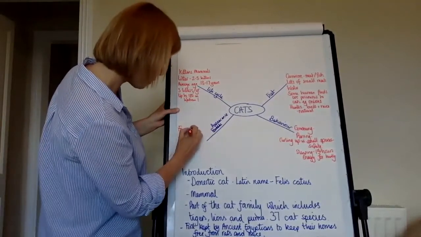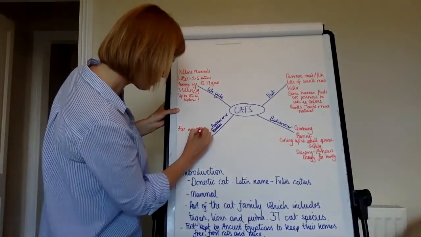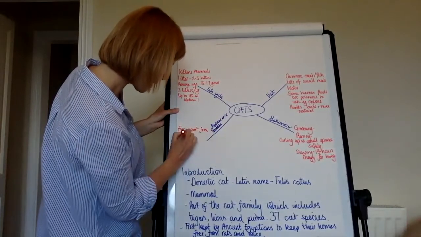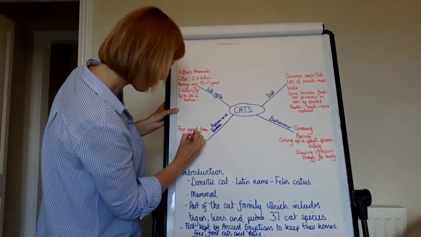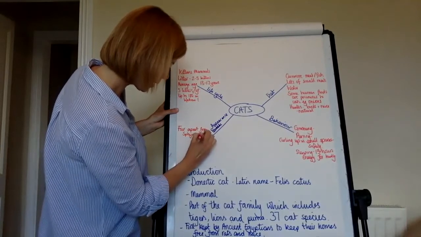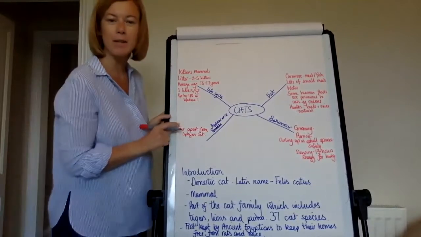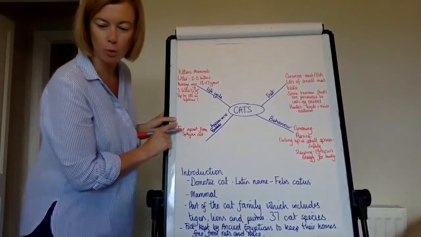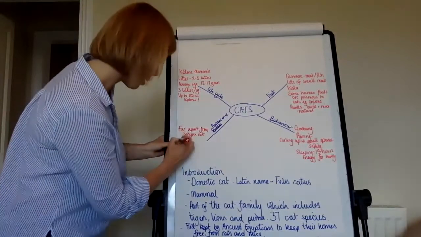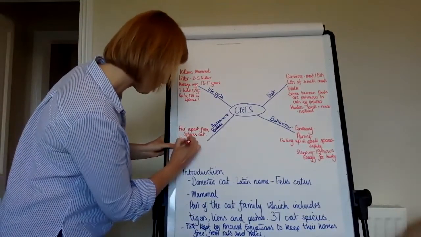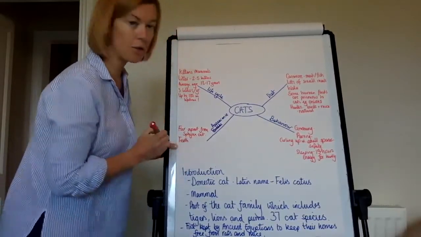So fur, apart from the Sphynx cat. And that is a bald cat. So cats have fur all over their bodies to keep them warm. They have sharp teeth. And they use them when they're hunting.